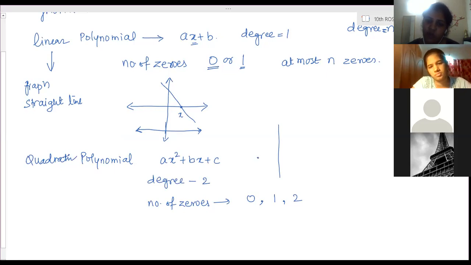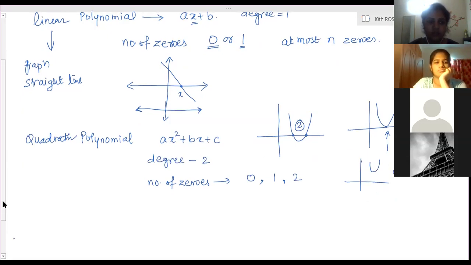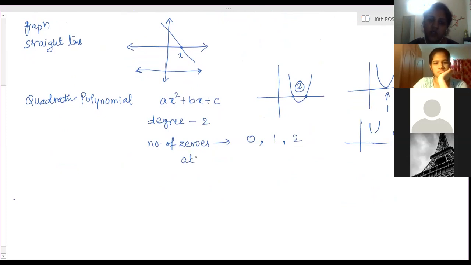The graph is always a parabola. In this case, it intersects at 2 points, so it has 2 zeros. In this case, it intersects only at one place. Although it has 2 equal zeros, the number counted is 1. So it has 1 zero. And in this case, it is not intersecting anywhere, so 0 zeros. Clear? Yes, ma'am. So it has at most 2 zeros. Okay.